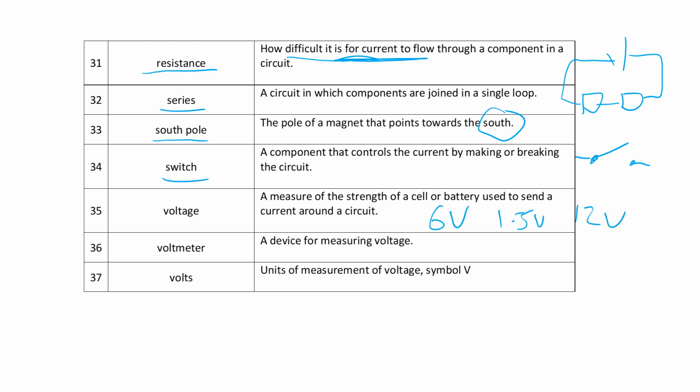A measure of the strength of a cell or battery, so you might have 6V or 1.5V or 12V, that's supposed to be 1.5, is the voltage. Device for measuring voltage, voltmeter, units of measurement, volts.